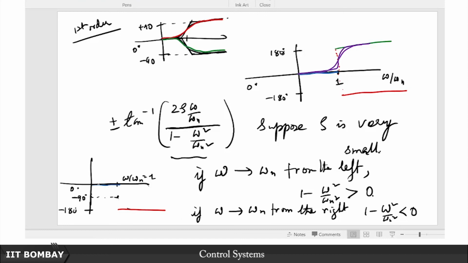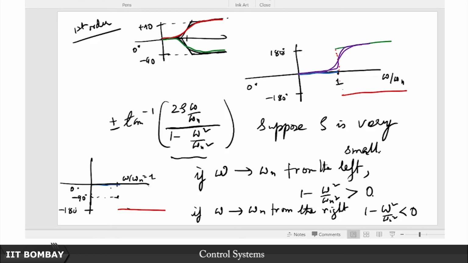Does it go like this, or does it come very steep? Now here is where this zeta will play a crucial role. As you make zeta small, even if omega by omega n is slightly less than 1 or slightly more than 1, in the neighborhood of omega is equal to omega n, whether it is from the left side or right side, so either it is 0.99 or it is 1.01, ultimately the magnitude of the imaginary part is exclusively going to be governed by zeta. So if zeta is very small, so if it is very lightly damped, this imaginary part is very small within a neighborhood of omega by omega n is equal to 1.